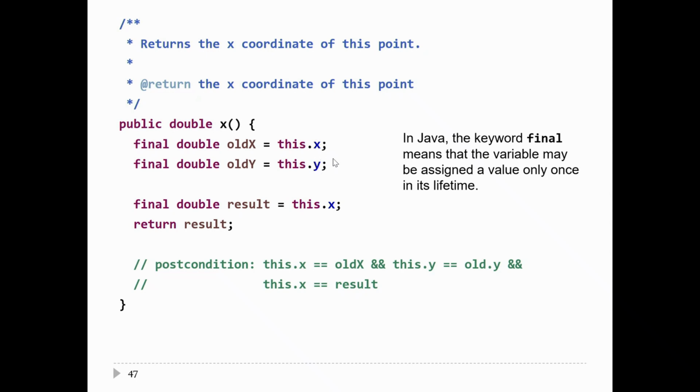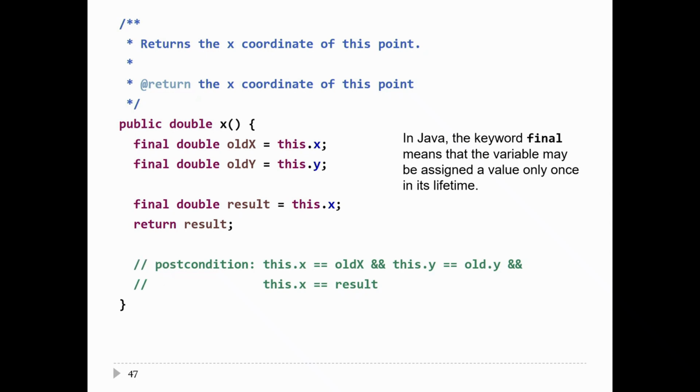Okay, so I can now remember what the coordinates of the point were when this method was called. So now I can write the postcondition, which is evaluated immediately after the method is called. There's a return statement here, so I would like to evaluate the postcondition here. I can't actually evaluate it here in Java because you can't put any code after a return statement. But conceptually, this is where you want to check the postcondition.